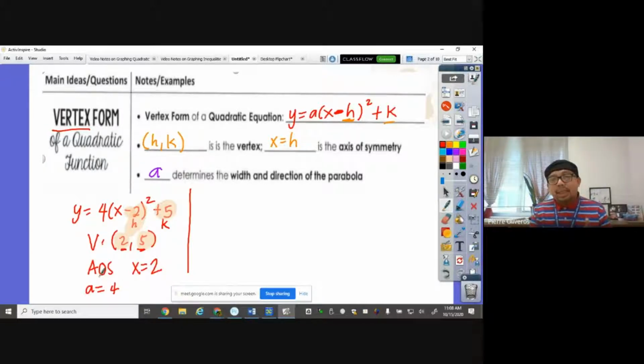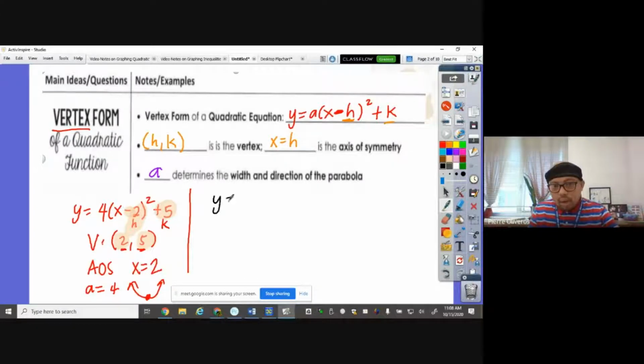The a tells so many things. Number one, there's compression and stretch, which I will tell you more about. The stretch and the compression are about how skinny or how wide the U is. Also, since a is positive, it opens upward, and if it opens upward, we know the vertex is the minimum value. So a is really important in identifying the direction and behavior of the graph.